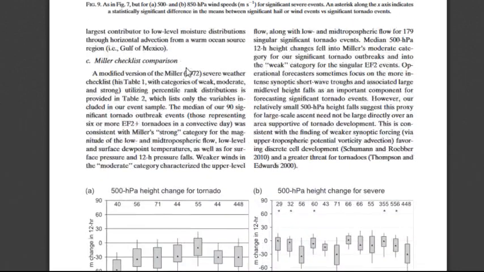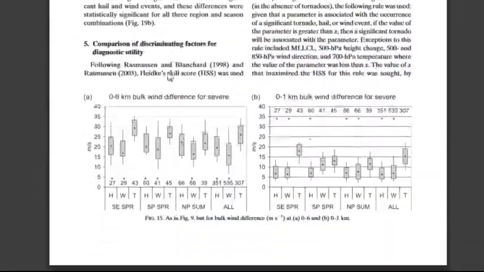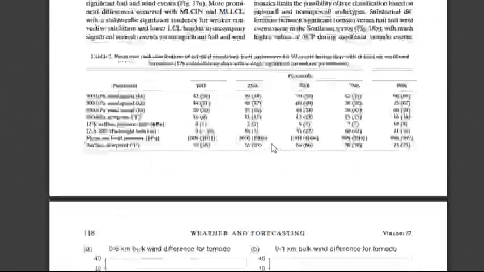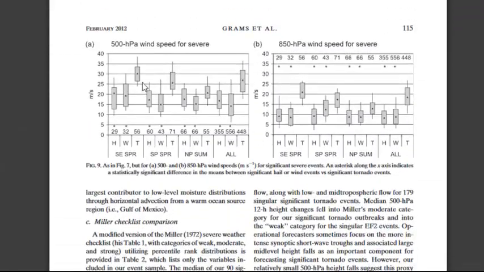In fact, if you compare that with shear, here's the shear parameters. You can see that using bulk shear, bulk wind difference, there's not as much discrimination there. So it's kind of weird, there's the shear. You've got probably moderate correlation, but if you take that wind speed, that really stands out, the difference between tornado events and hail and wind there. So that was kind of surprising.